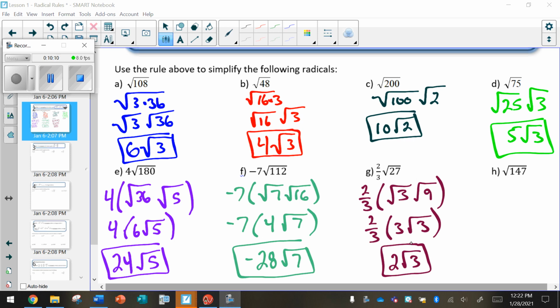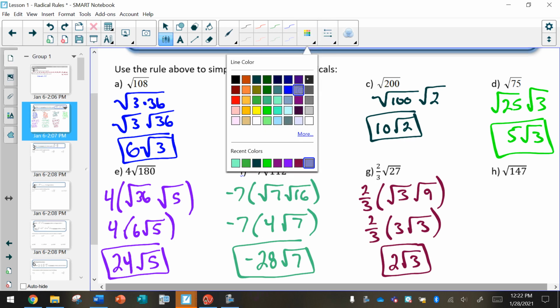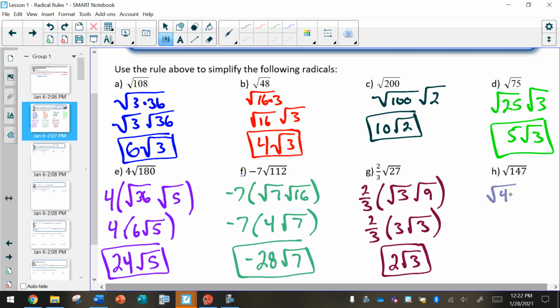Similar process. Okay, so for 147, you're going to do your largest perfect square that is a factor of 147. Pause the video, find it, and come back. But it's going to be 49 times 3, which gives us 7 radical 3. All right, so that's your basic simplification.